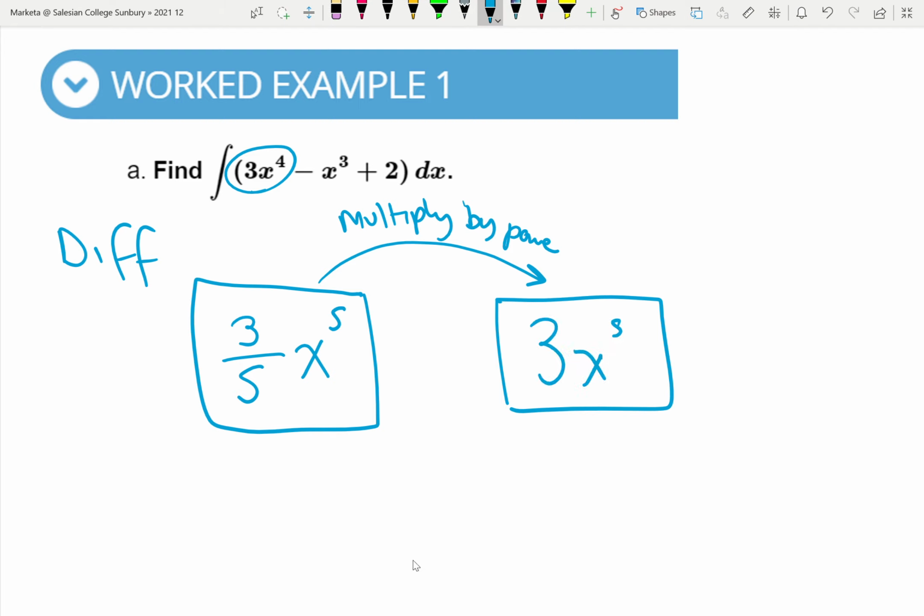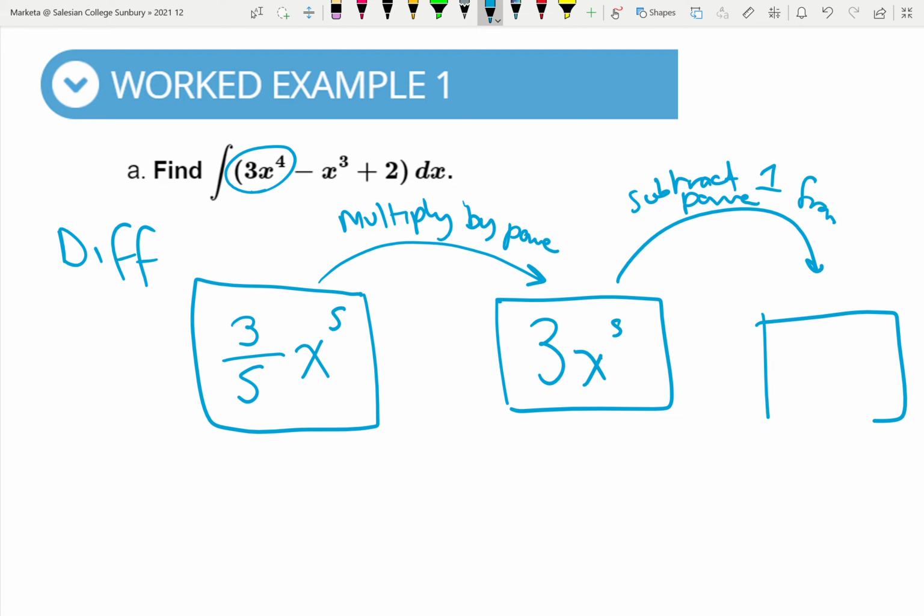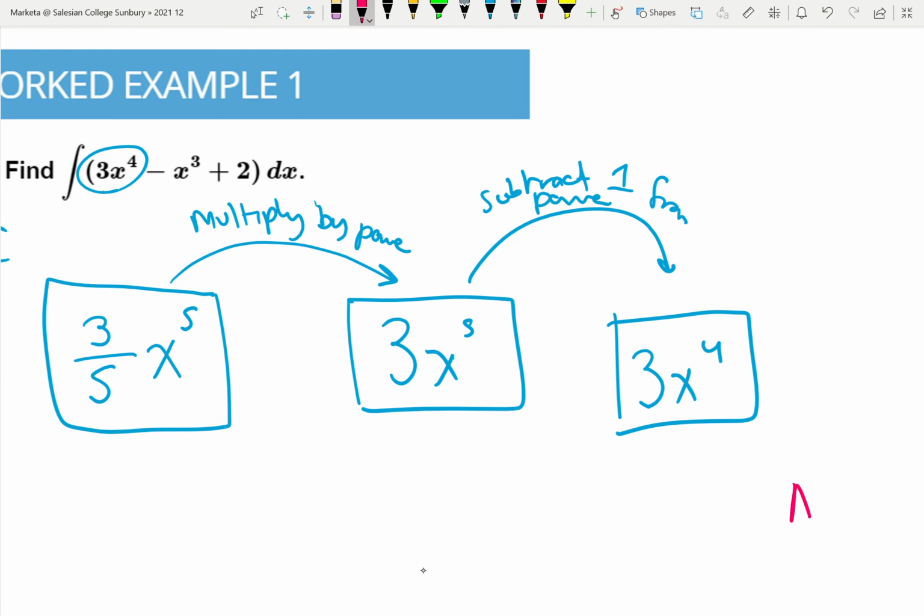And then the second step would be that we would subtract 1 from the power. So that would mean it would be 3x to the power of 4. So that would be if we were differentiating. To anti-differentiate, well, anti meaning going the opposite way, we just do the opposite thing in the opposite order. And you'll see I've done this little flow chart here.